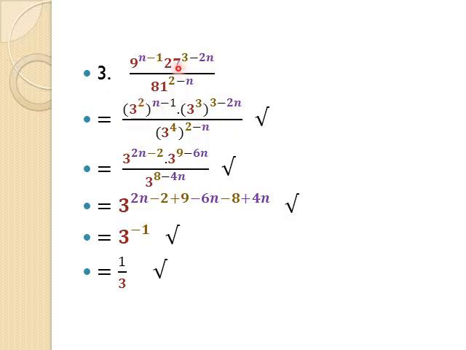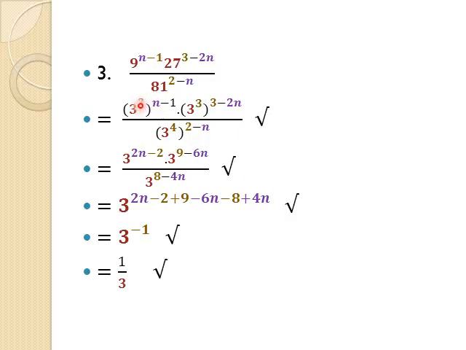27 equals 3 to the power 3. 81 equals 3 to the power 4. So 1 mark for changing everything to prime bases. Right, now we're going to apply law 4 and law 3. To solve, we have to correctly multiply.